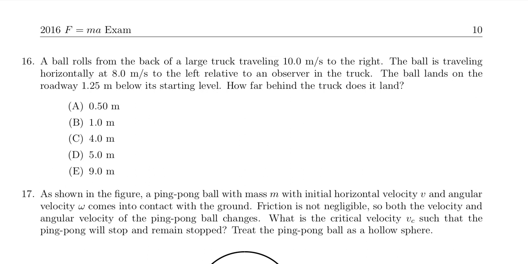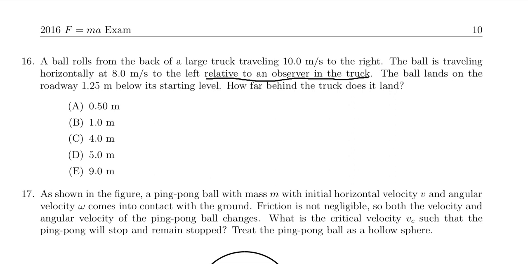So a ball is rolling from the back of a truck traveling 10 meters per second to the right. The ball is traveling horizontally at 8 meters per second to the left relative to an observer in the truck. In the truck should be underlined too. The ball lands on the roadway 1.25 meters below its starting level. So how far behind the truck does it land?